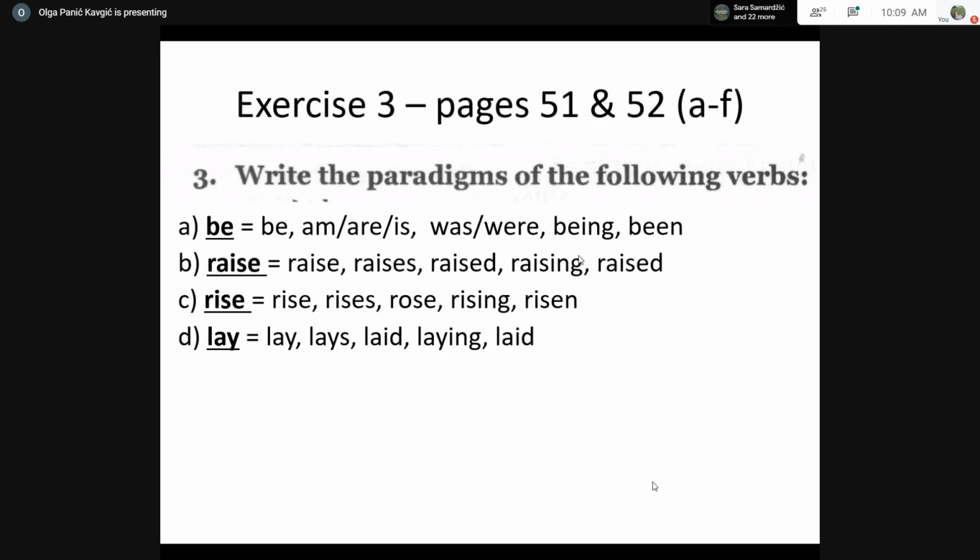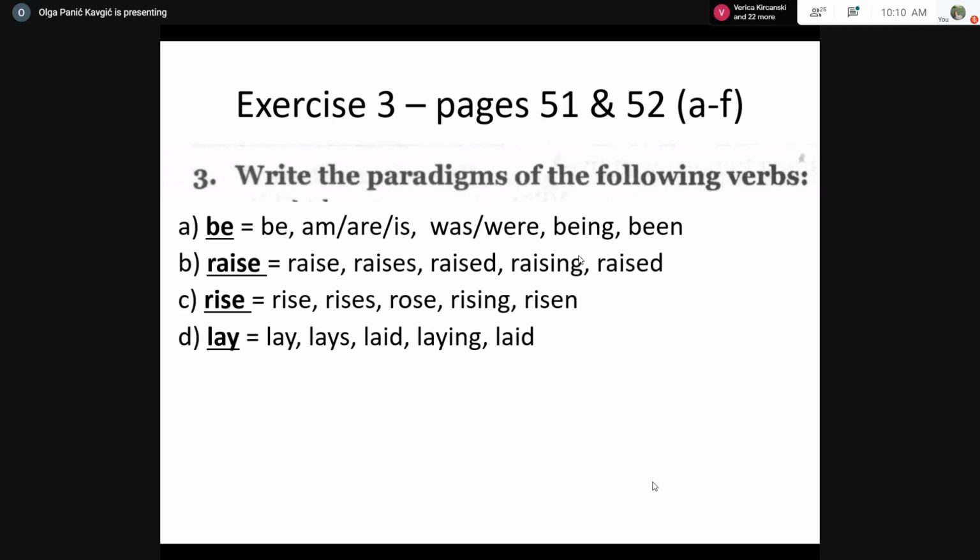So lay, lays, laid, laying, laid. I have a suggestion. You make a kind of poster or whatever and stare at it every day for a few minutes. Lay and lie, and then somehow you will memorize it in the end.